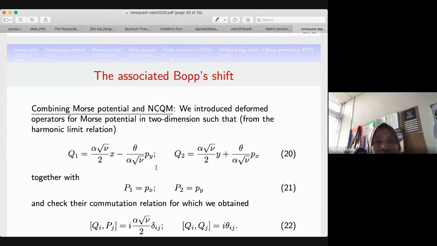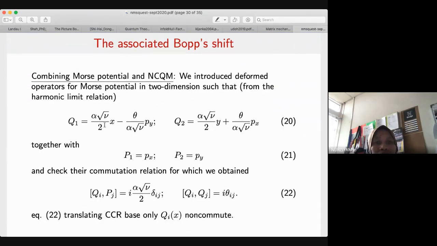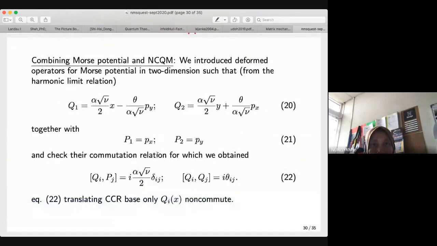So we introduce here deformed operators for Morse potentials in two dimensions such that, of course, we are working in the harmonic limit relation. So such that we have these Q1 and Q2 as the following. First we take the momenta to commute, so we check the commutation relations, which correspond to what we did earlier and the one that we have here. We are translating the CCR based only on position that is non-commutative. So this is what we have, the deformation according to Morse potentials.